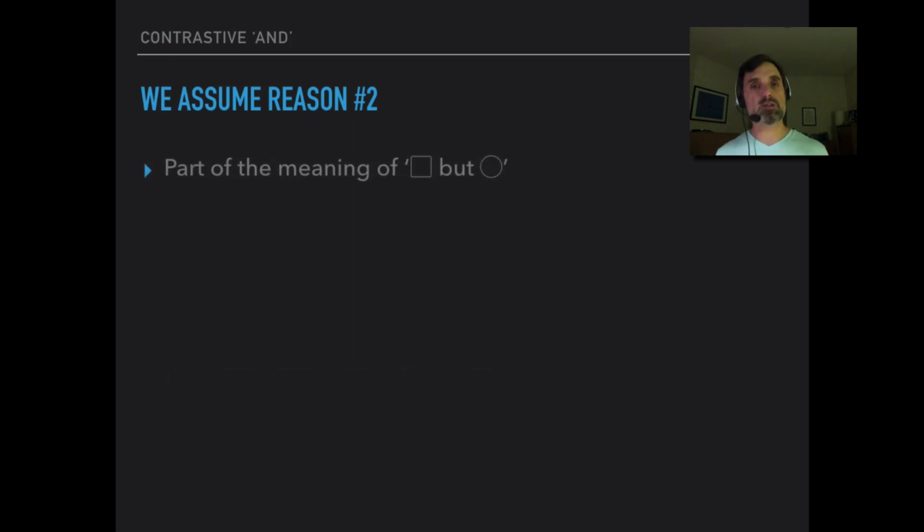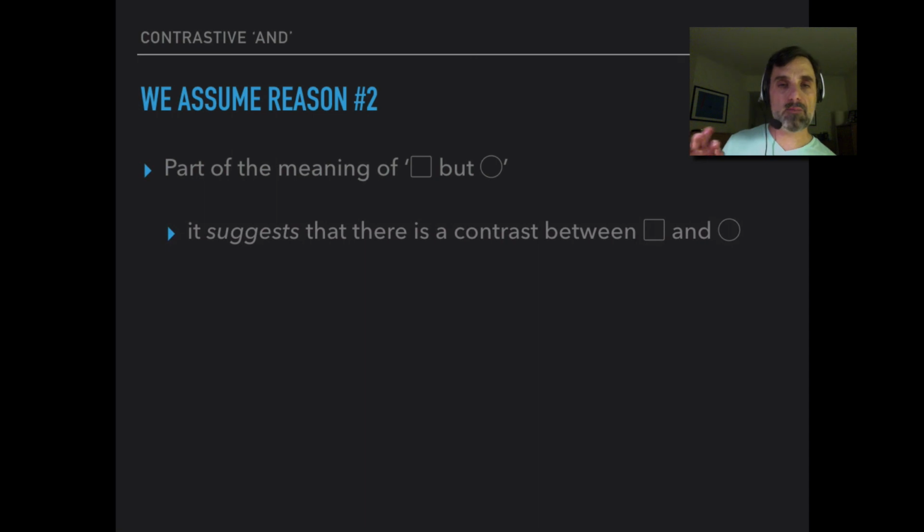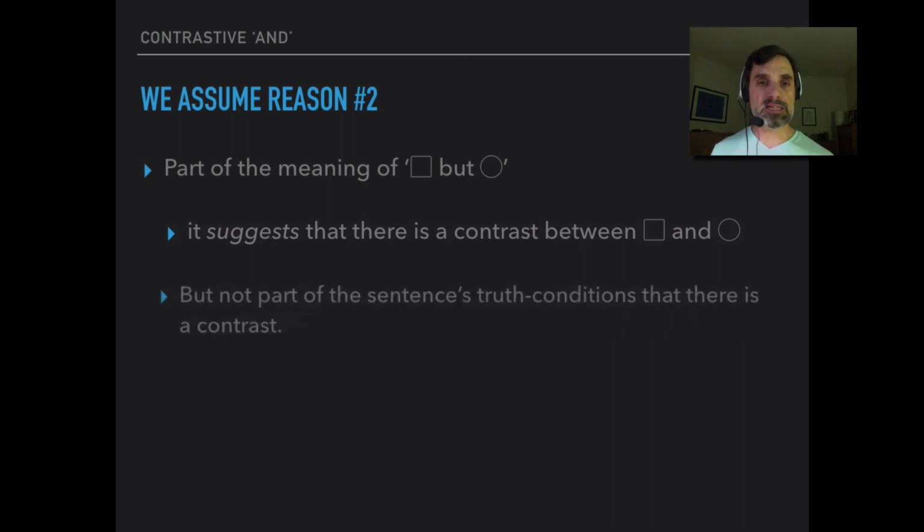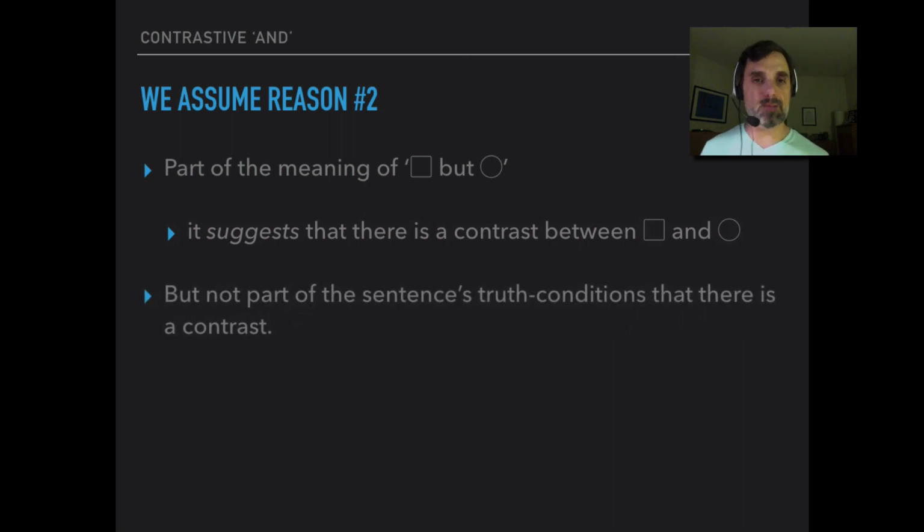So we're going to assume reason 2. We're going to say that it's part of the meaning of the sentence that it suggests that there's a contrast between its two components, but it doesn't literally say that there is. It's not part of the sentence's truth conditions that there's a contrast. It's not required for the sentence to be true. In other words, there doesn't have to be a contrast.